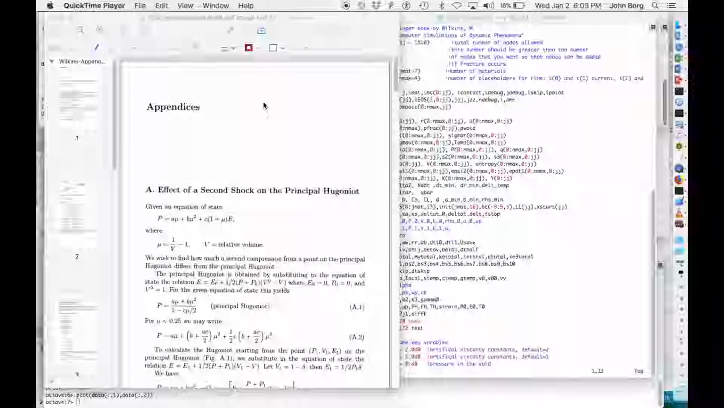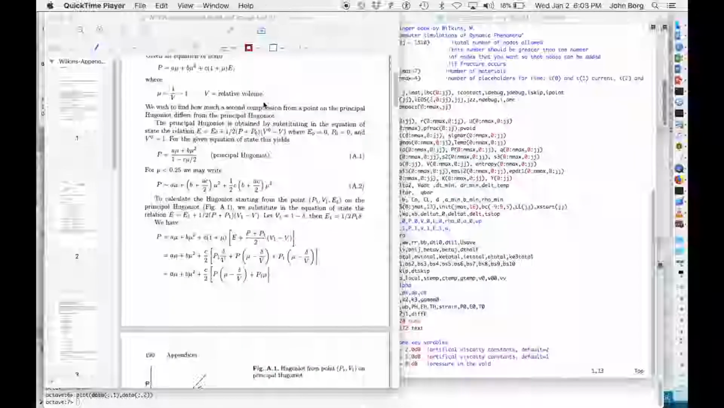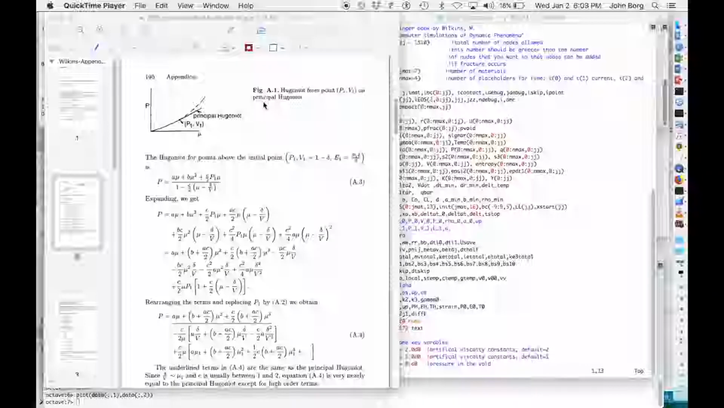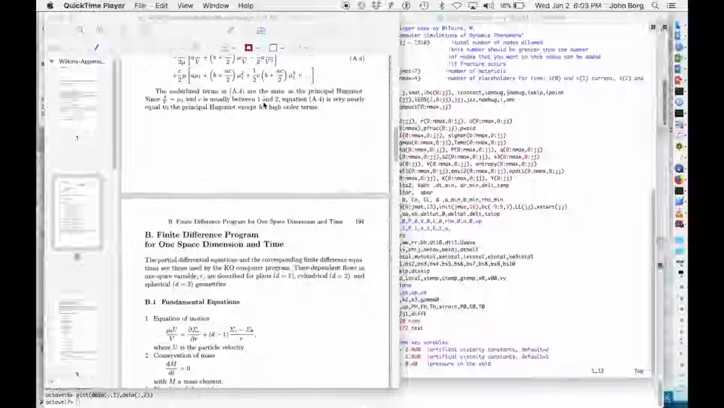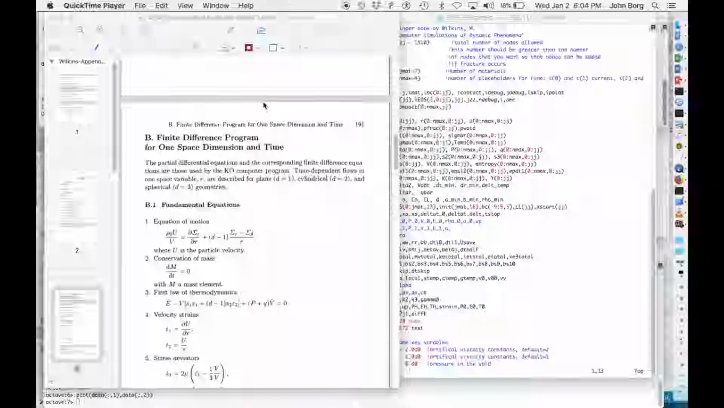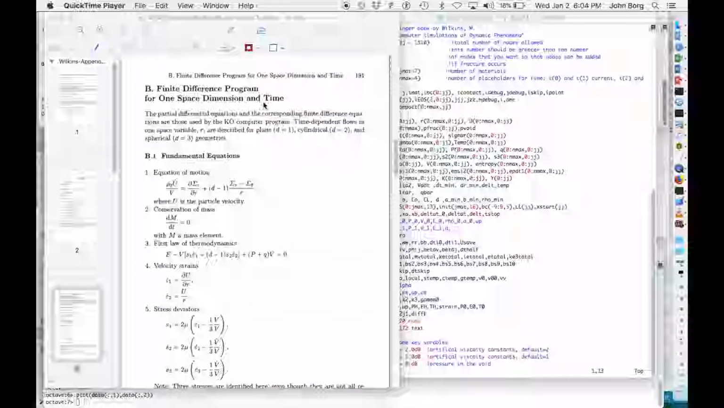So in this video, I thought I would describe KO itself. KO is the 1D version of the Lagrangian formulation using mass, momentum, and energy. And it's a finite difference scheme.